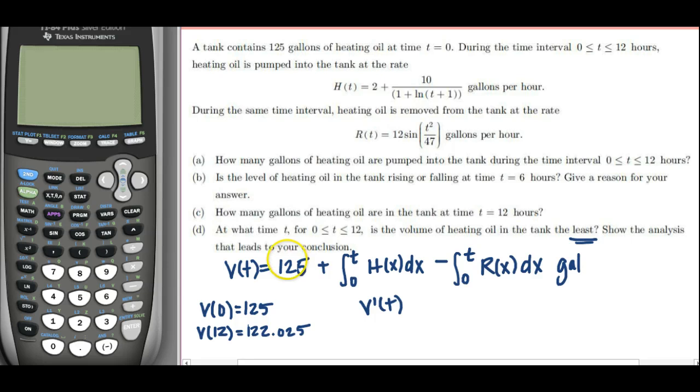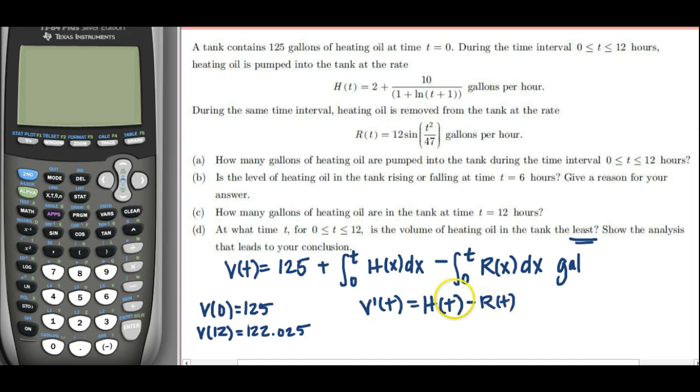So the derivative of 125 is 0. The derivative of this integral with an upper limit of integration of t, so we're taking d/dt of the integral from 0 to t, which is just taking this t and substituting it into this x. So v prime of t is h of t. And then taking the derivative of this function here, again, same thing. T goes into the x. I'm taking the derivative with respect to t. This is an accumulation function. This is an application of the FTC part 2. So minus r of t.